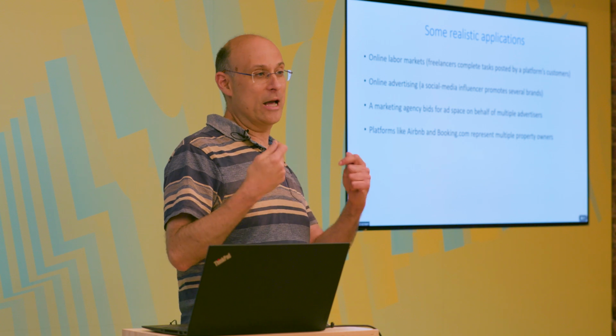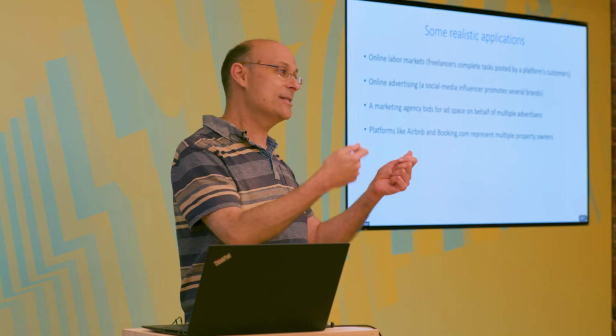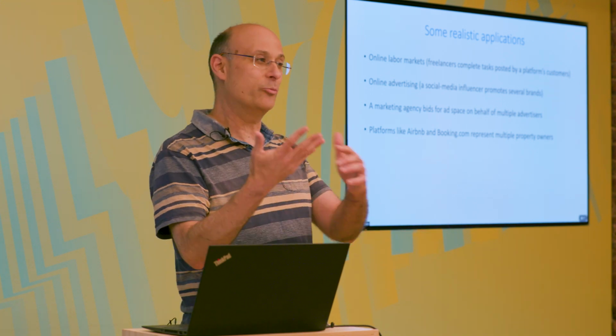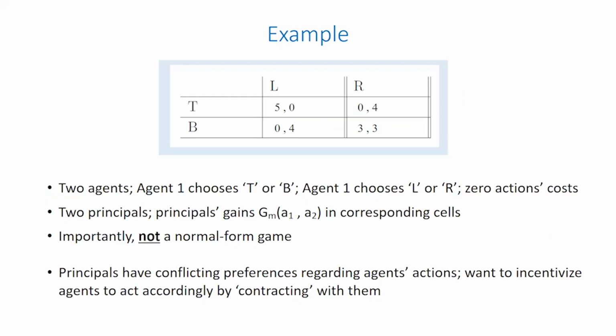So all of these are cases where we have one side, the principals, trying to motivate the other side, an agent, to act on their behalf, and the agents represent multiple principals, and the principals interact with multiple agents. So we could also look at it as an example. Consider the following example. In this example, the rows and the columns represent the possible actions of two agents. So we have two agents.